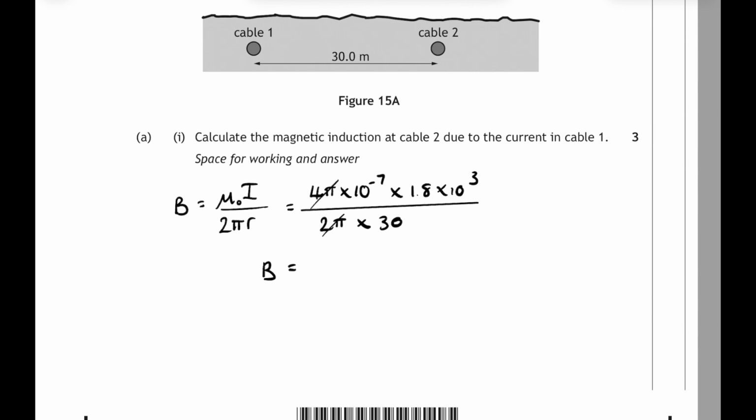And again we can do the little trick here of cancelling out 4 pi with 2 pi, that leaves us with 2 times 10 to the minus 7 times 1.8 times 10 to the 3 divided by 30. And if you do that on your calculator, that gives you an answer of 1.2 times 10 to the minus 5 Tesla. Okay, moving on.